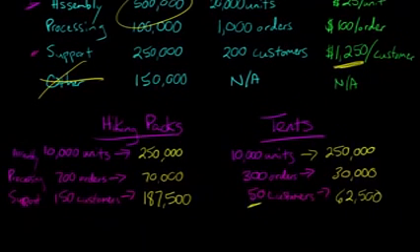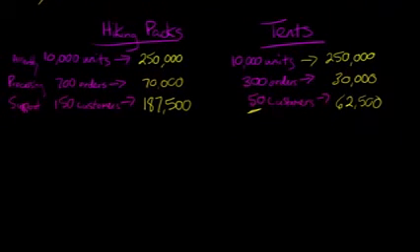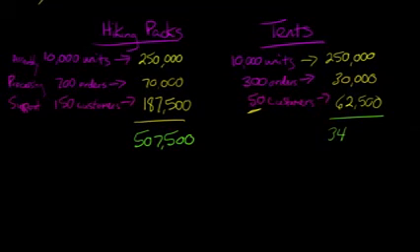So now we can add up the costs for each of these divisions. Let me change colors again. I believe we've got 507,500 here. And then over here, we're going to have 342,500. That's our total cost.